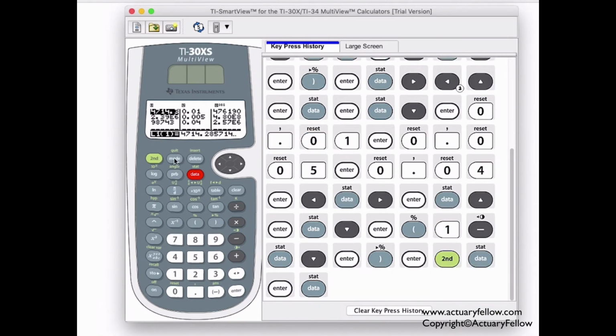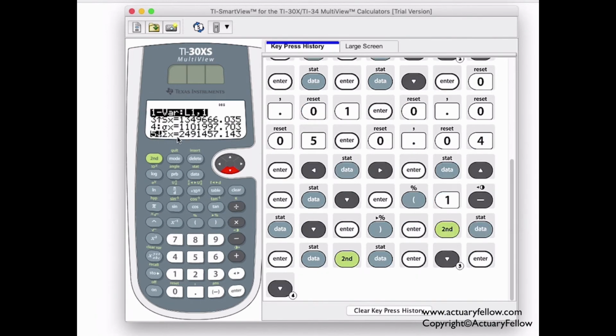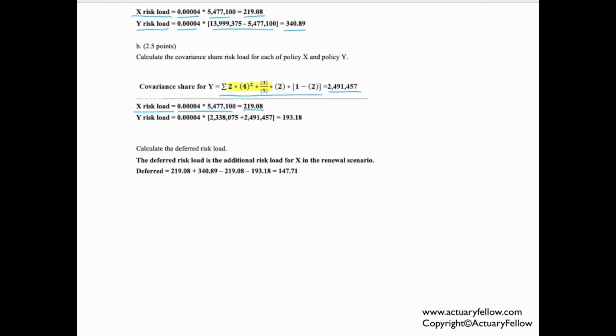To get the sum, press second, data, 1-Var Stats. Make sure you select L1 for the data. The sum of L1 is policy Y covariance share. Policy Y risk load is the multiplier times variance Y plus Y variance share.